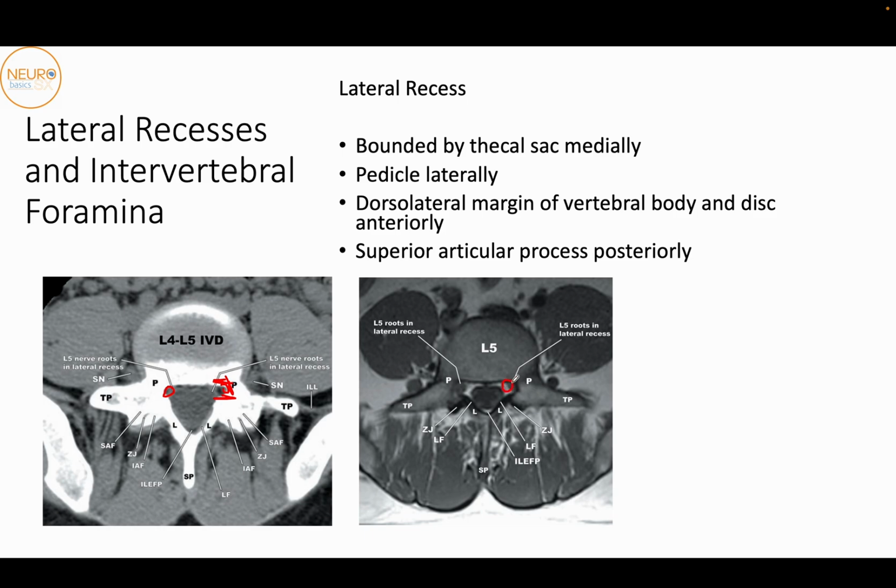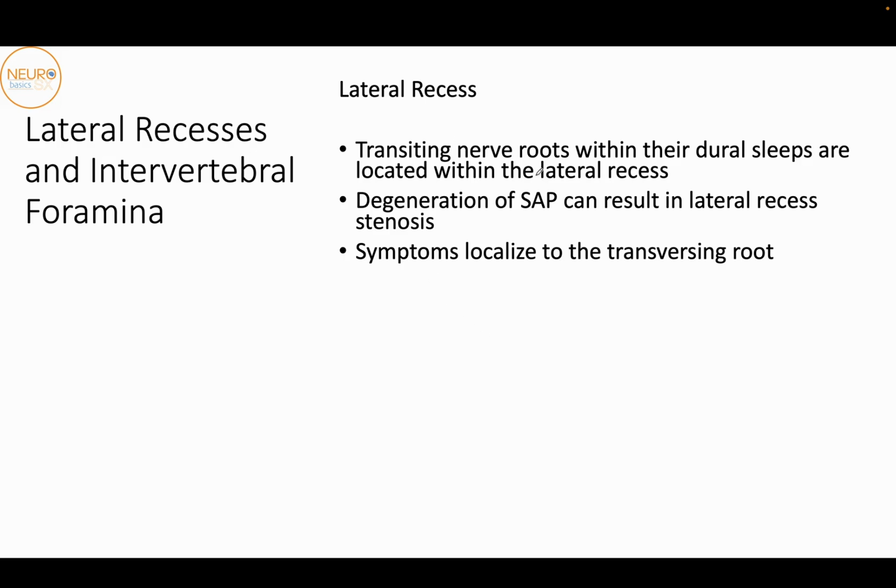Okay, so if you're talking about the lateral recess at the L4, L5 level, at the lateral recess, you will usually get the L5 nerve root, which is known as the traversing root, running through. Right, so these transiting nerve roots will be running from the thecal sac into the neural foramen, and they'll be running with the sleeve of the dura. So that is, they have a dural sleeve through which they're running.